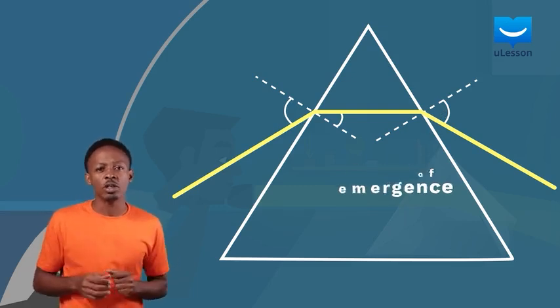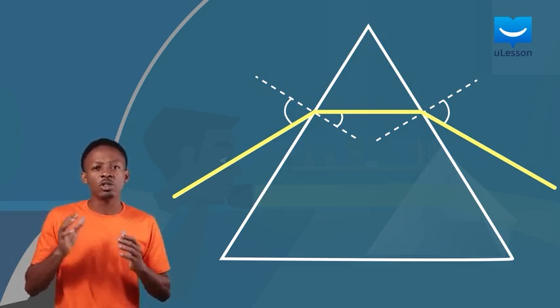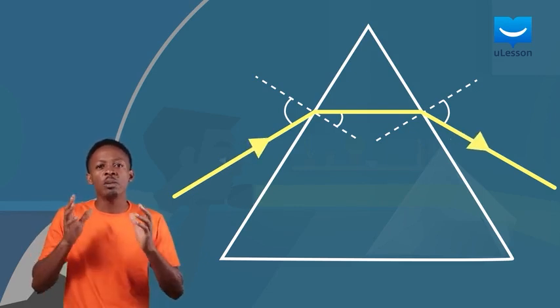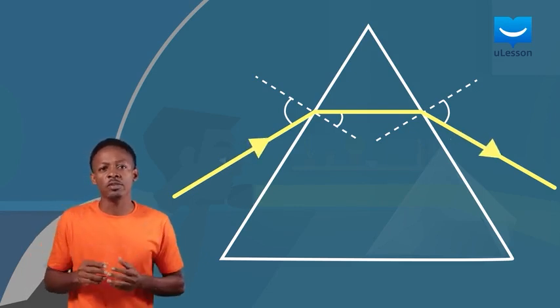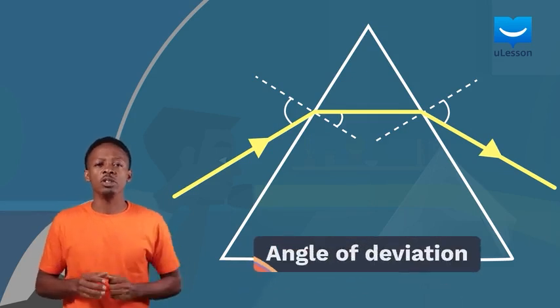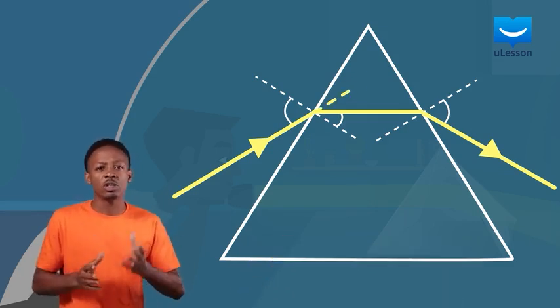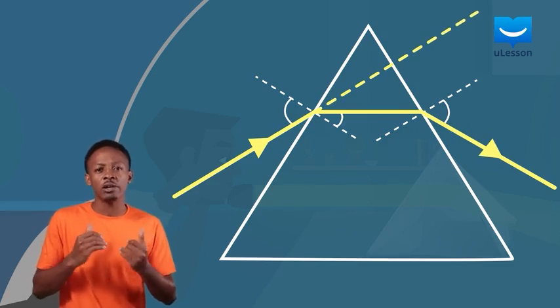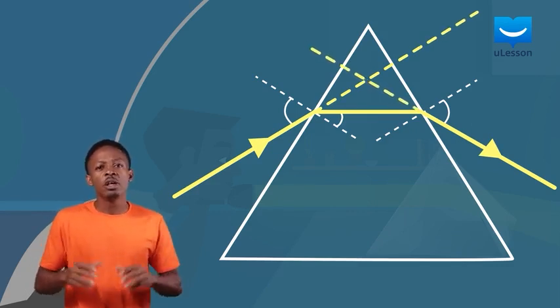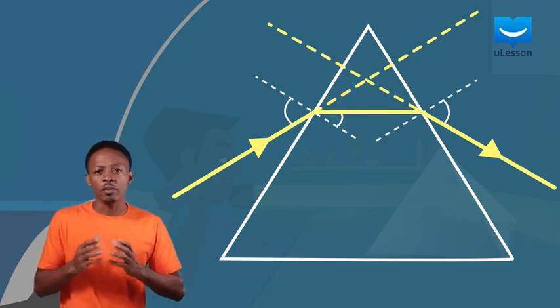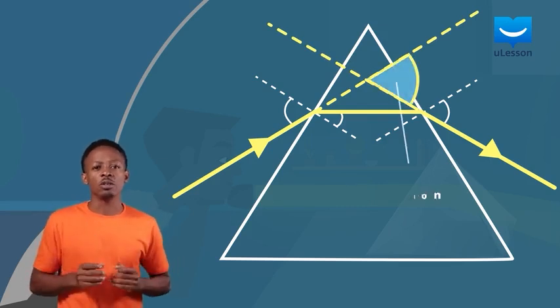So let me ask you another question. If our initial ray was traveling in this direction and it emerged in this other direction, then by what angle was it deviated? This is what is called the angle of deviation. We can find this by simply tracing the initial direction of the ray and tracing back the direction of the emergent ray. These 2 lines will intercept at a point and will make an angle there. This is the angle of deviation.